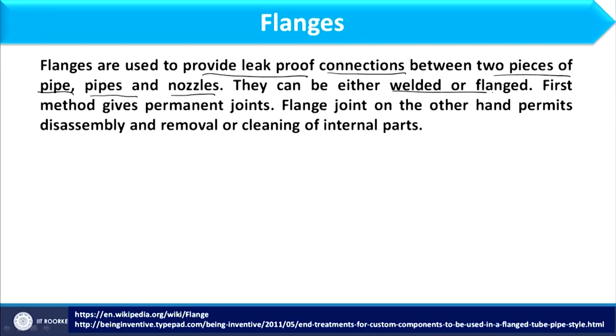These pipe sections, or pipe and nozzle, can be either welded or flanged. Welding means what? When I have two pipes of the same diameter, I can easily weld, there is no problem, but welding gives me a permanent joint. However, when I use a flange, because it provides a leak proof connection, that connection can be separated. So, flanges will be used when we have to go for maintenance and repair purposes. For all those cases, flanges are more advised in comparison to welding.